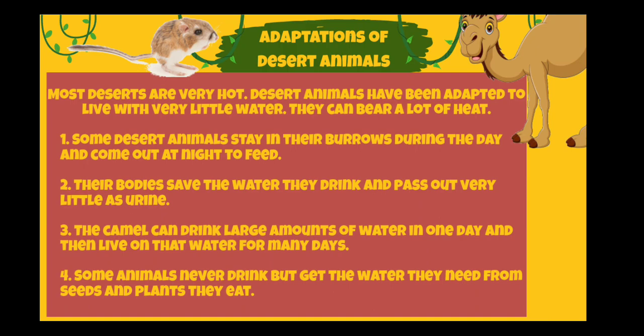Some desert animals stay in their burrows during the day and come out at night to feed because night is cold in deserts. Their bodies save the water they drink and pass out very little as urine. So this is another adaptation of their body systems. The camel can drink large amounts of water in one day and then live on that water for many days. Wow, it's wonderful that the camel can live without water for many days. Some animals never drink but get the water they need from seeds and plants they eat, like the kangaroo rat.